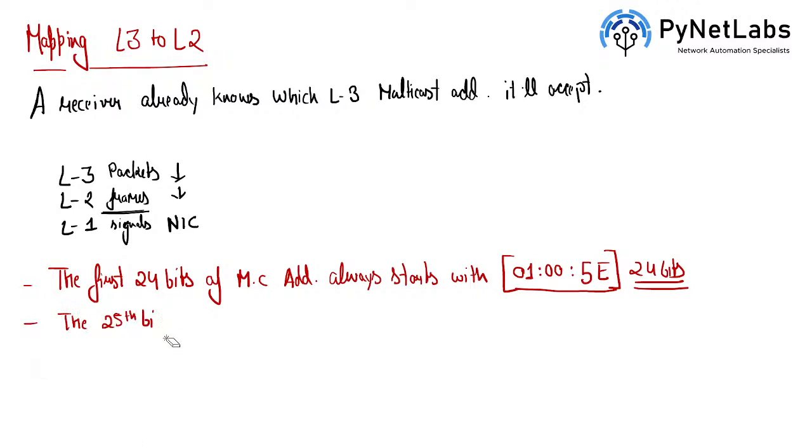It's not bits, it's bit only. The 25th bit is always 0. Now, guys, let's take an example. Suppose the multicast address which we are taking is 224.0.0.5. So this is our multicast address.